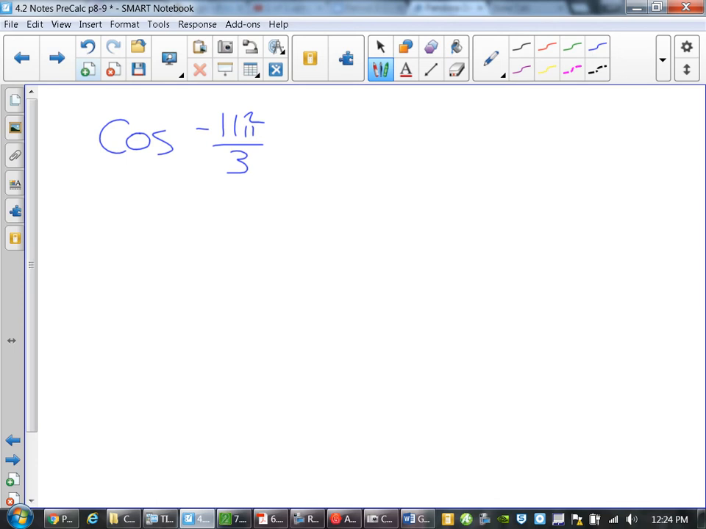Three big ones. Okay, so let's look at this. I want to figure out what the cosine of negative 11 pi over 3 is. Do you guys remember what the negative means? I go the other way. Very good. I have to go the other way. Now, I'm not going to lie to you, I hate mixed numbers. I think they're stupid.